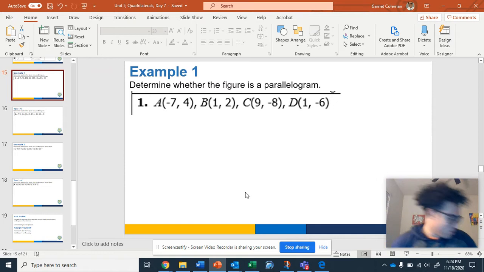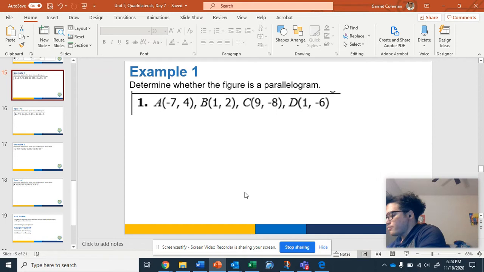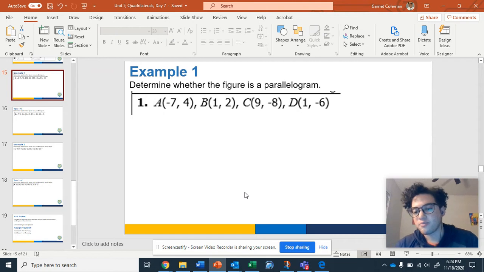We're going to determine whether or not this figure is a parallelogram. We're going to use the Desmos calculator to plot these points so that we can estimate some things for us. When we figure out if the figure is a parallelogram, we're checking for two things. We're checking that opposite sides are congruent, and we're checking that opposite sides are parallel.